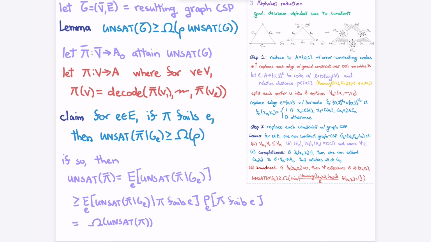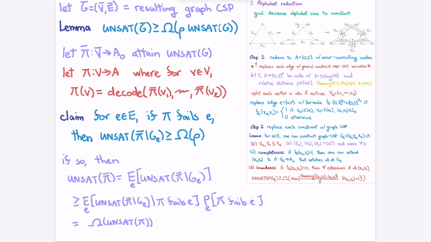Okay, so I want to argue that for each edge, if my labeling from decoding the bits fails that edge, then that labeling must fail at least a rho fraction of that auxiliary graph CSP that was created by the black box. I just want to show where the relative distance from Hamming comes in, because rho was the relative distance of the code.